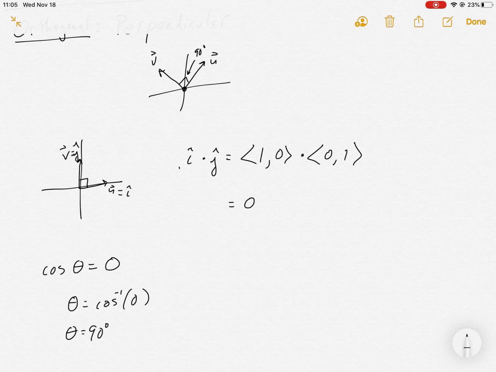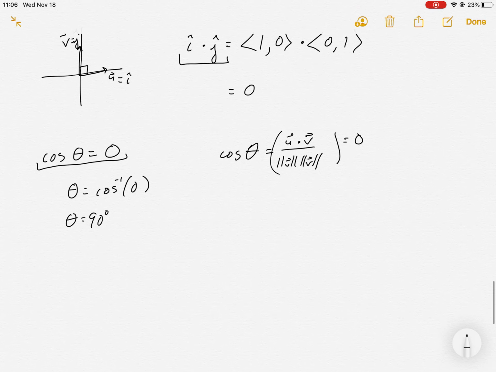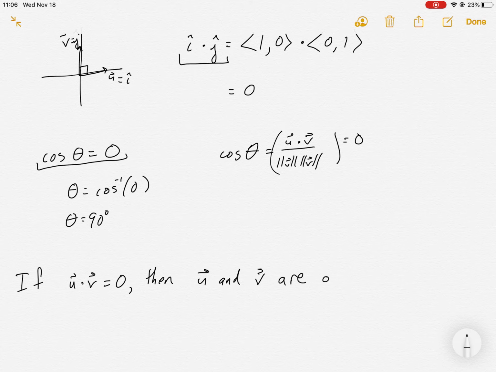So a couple different ways to think about it. If I look at my unit vectors, that's a nice specific example for it. Or we could think about this formula we just found, cosine of theta equals u dot v over the magnitudes. If all of this was equal to 0, then we would see that over here, cosine inverse of 0 is actually 90 degrees. So essentially, the point of all this is, you can write this part down. If u dot v equals 0, then u and v are perpendicular, except we're going to use this word orthogonal.